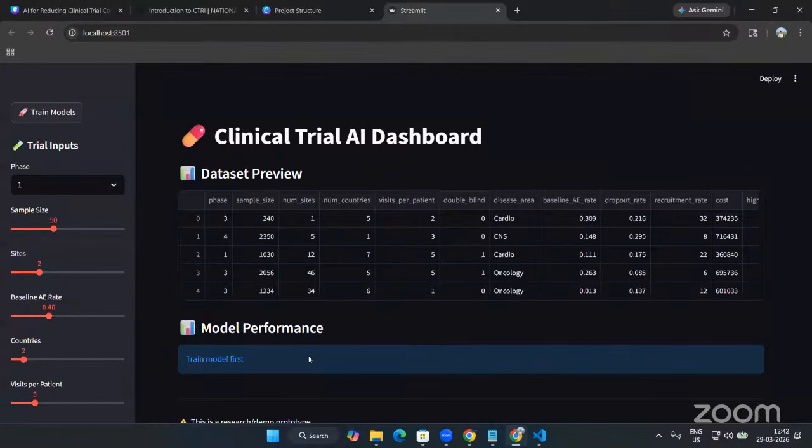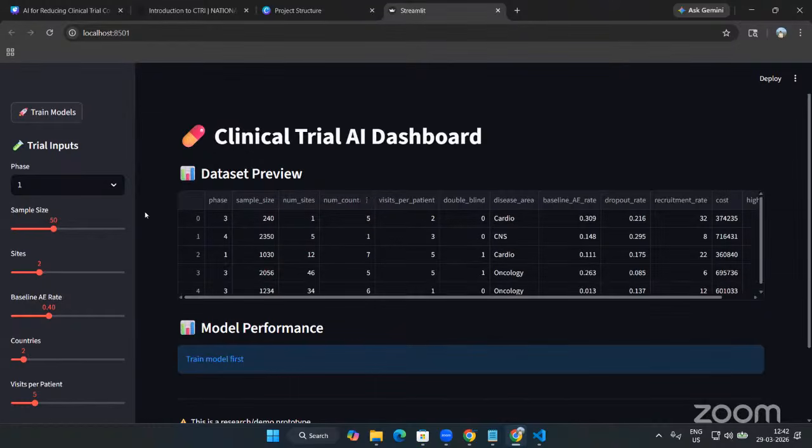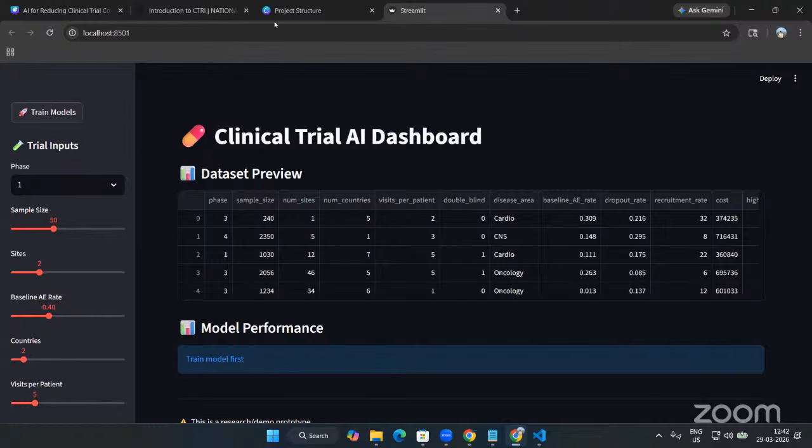Just have a look at this, and we will continue after a minute. You can take a short break here of 2 minutes, and then we will continue after that. We'll understand this dashboard and how this application works.